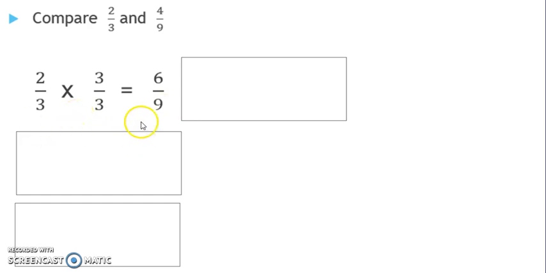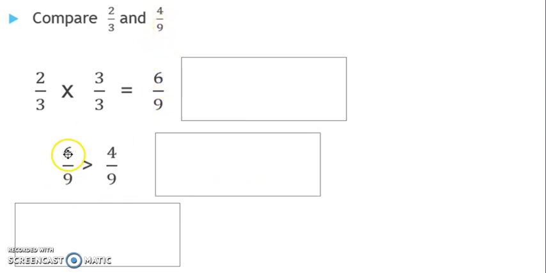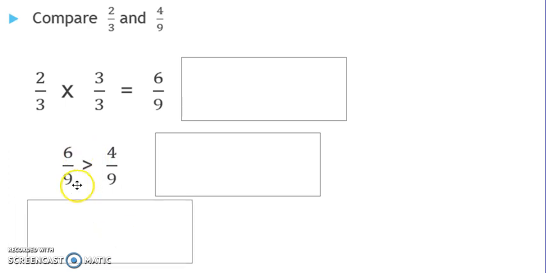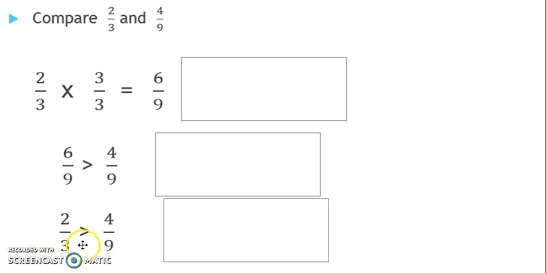And now we're going to compare the numerators of 6/9 and 4/9. And since 6 is larger than 4, we get 6/9 is greater than 4/9. And now that we know 6/9 is also equivalent to 2/3, we can switch it out: 2/3 is greater than 4/9.